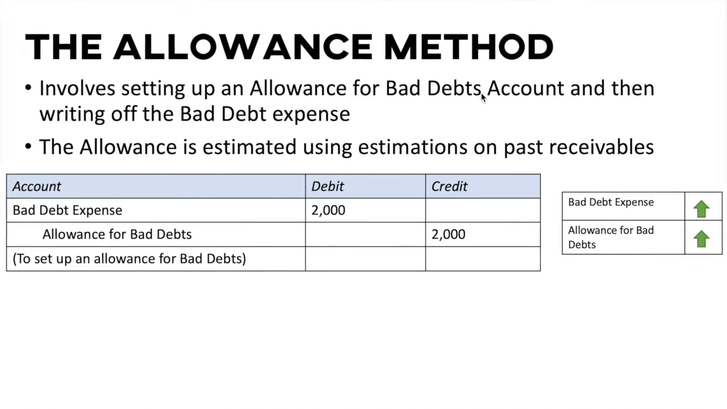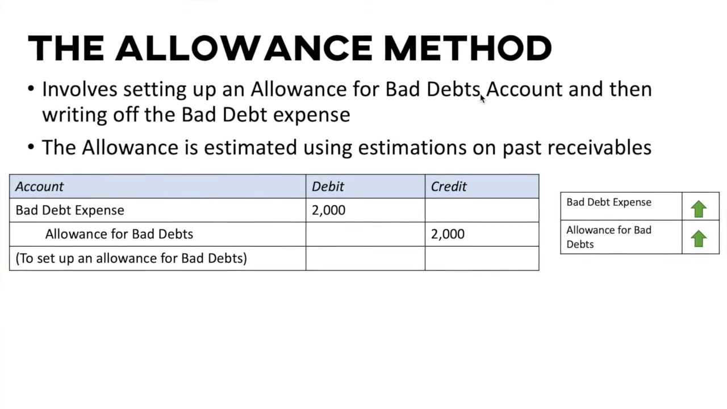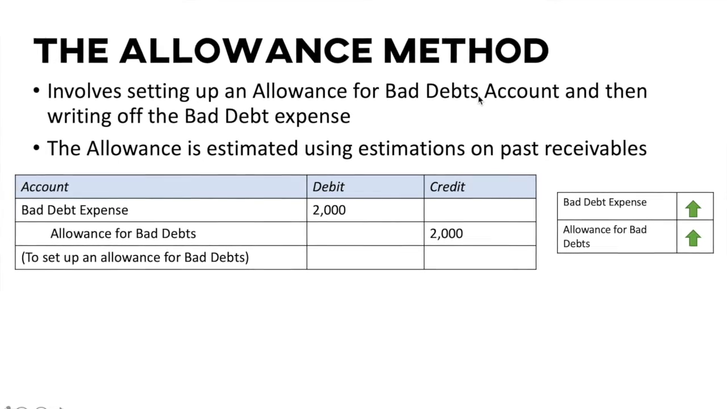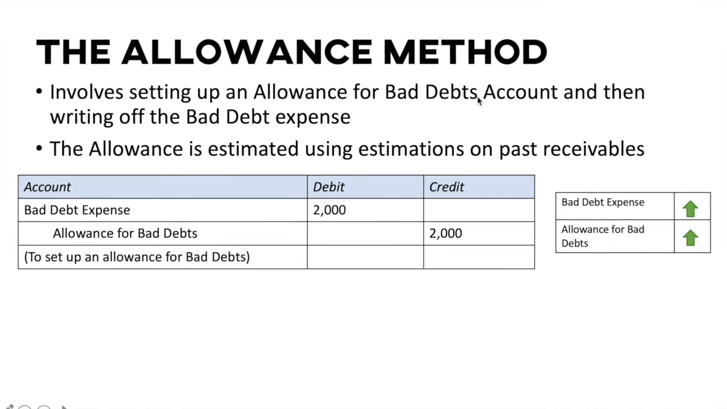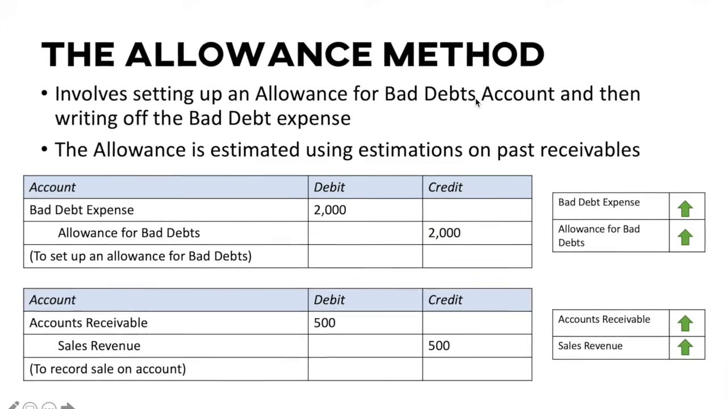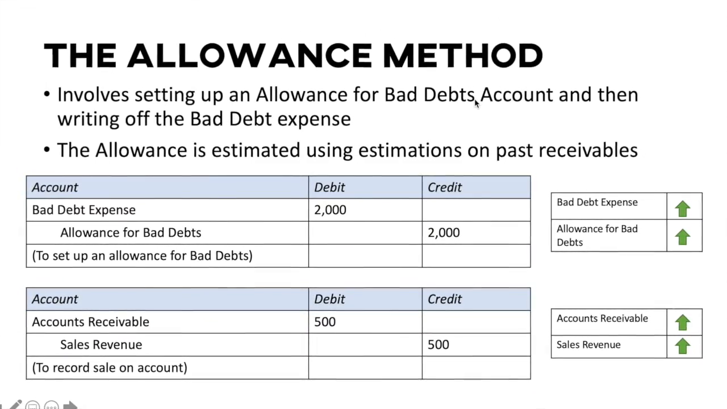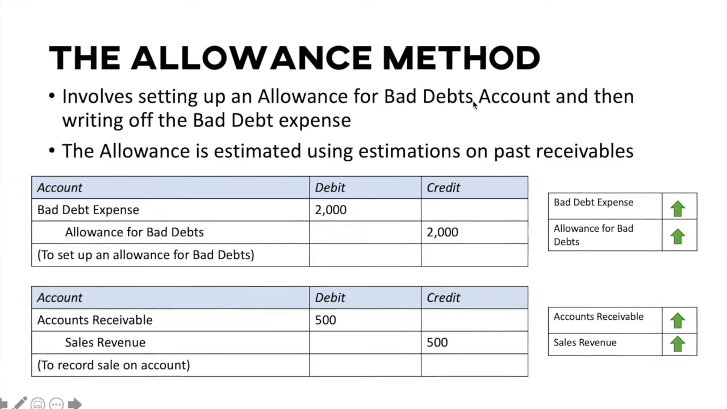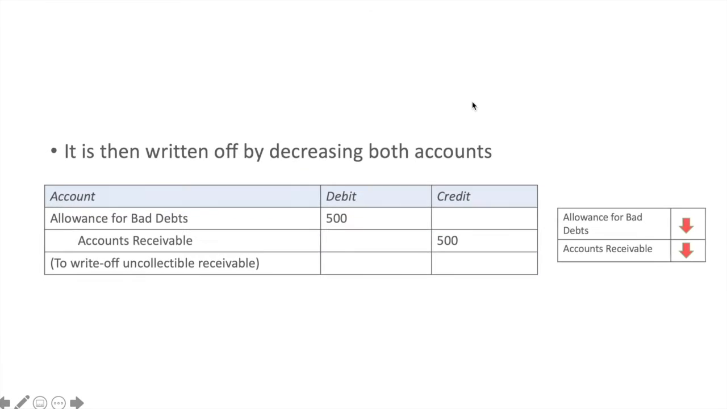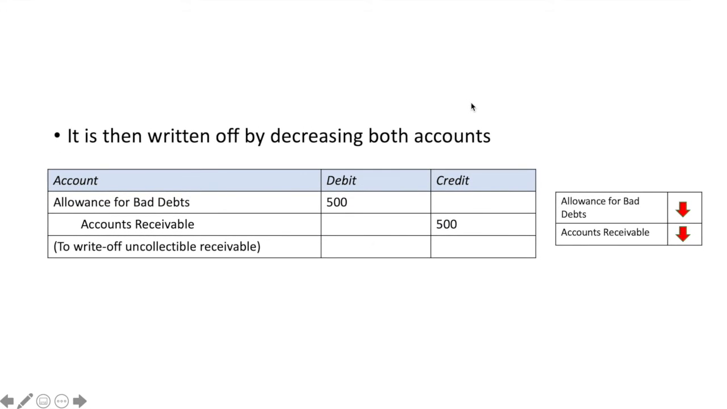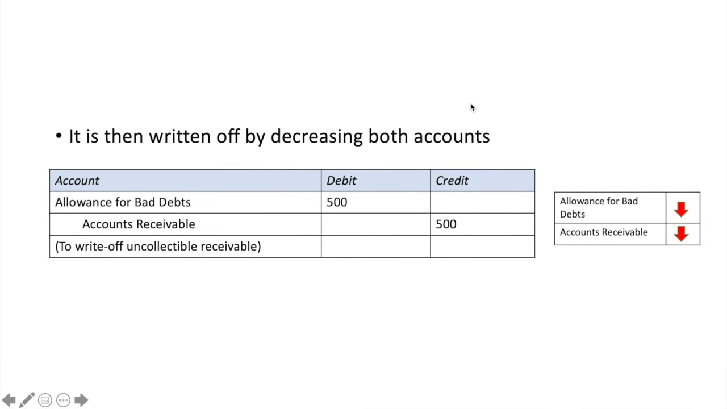This will increase both bad debt expense and the allowance for bad debt accounts, due to the allowance for bad debts account being a contra asset, which lowers the assets. We will then next record a $500 credit sale, which increases both accounts receivable and sales revenue. This sale will be considered uncollectible eventually. You then decrease both allowance for bad debts and accounts receivable to write off the uncollectible. This decreases both accounts.